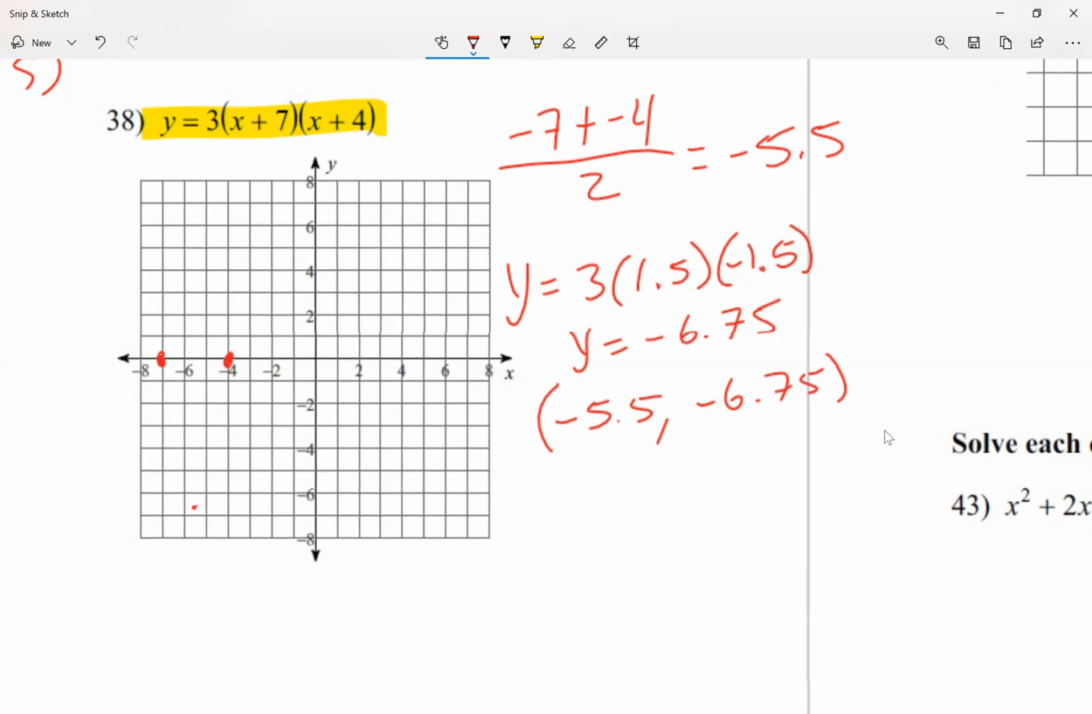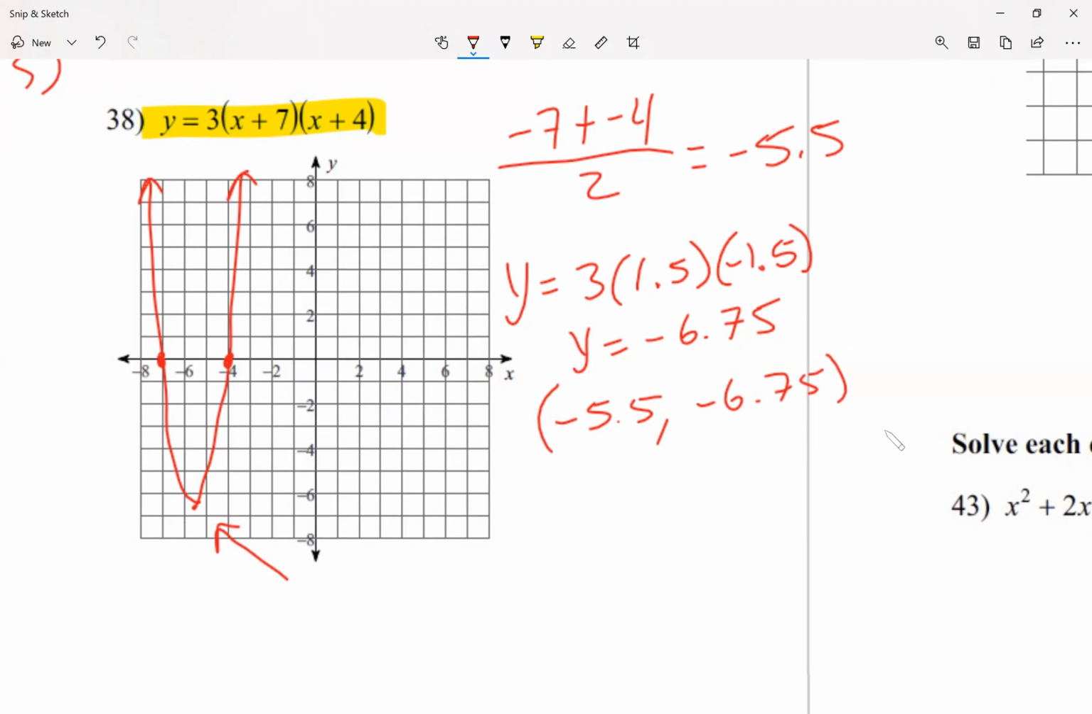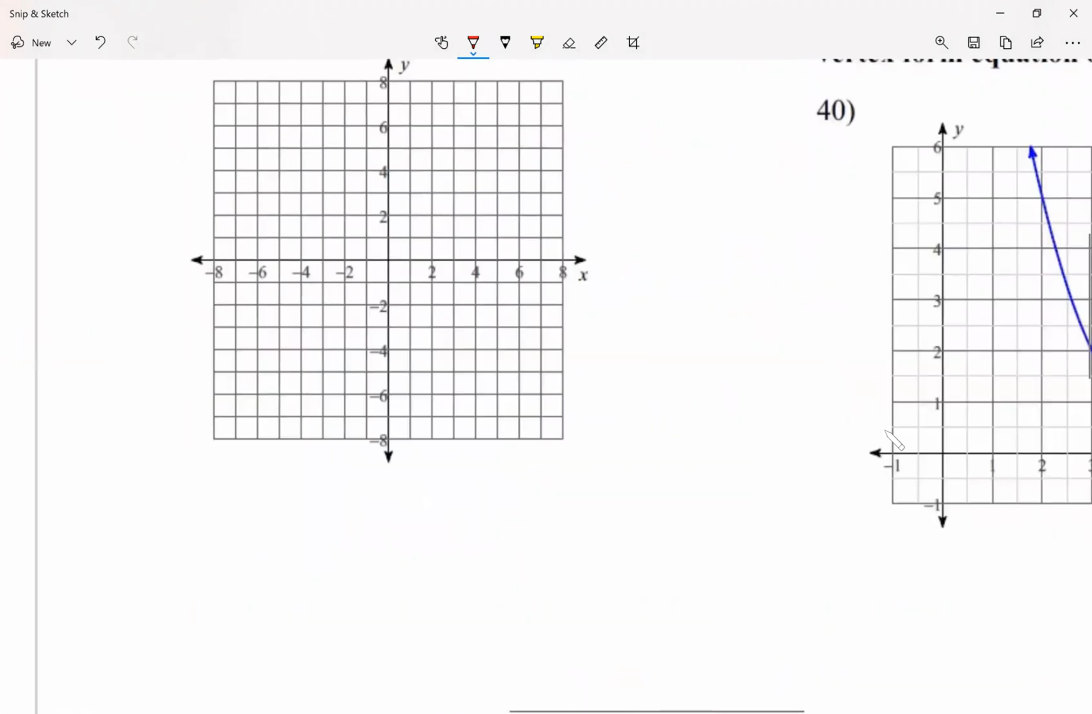It's about there. You guys see my vertex is right there. Okay, so I have where I cross the x-axis. I have my vertex. And I know it's open up because my aperture is positive. Let me flip the page. Let me take a look at number 39.